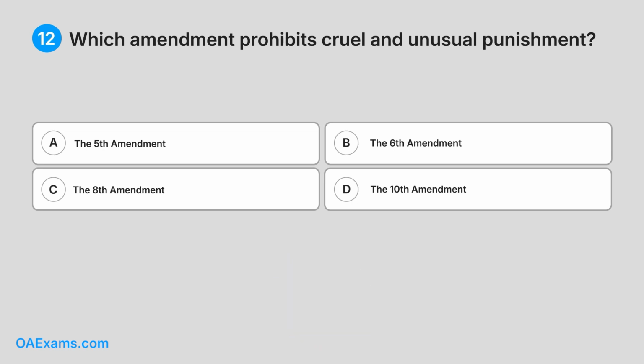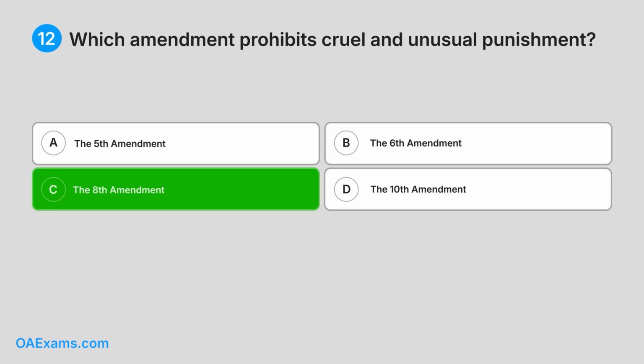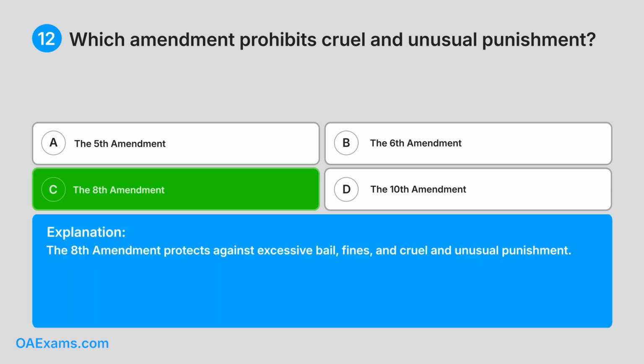Correct answer. C. The 8th Amendment. Explanation. The 8th Amendment protects against excessive bail, fines, and cruel and unusual punishment.